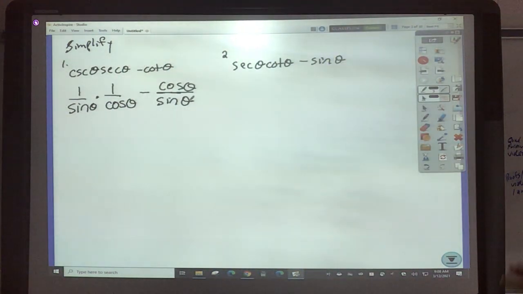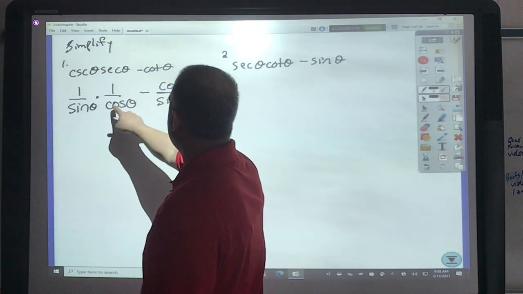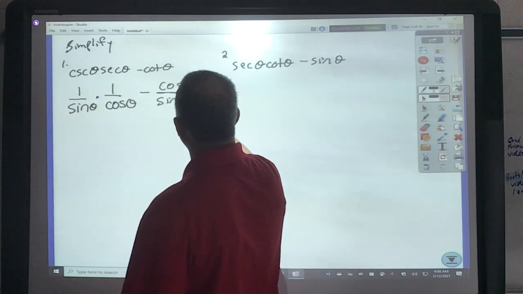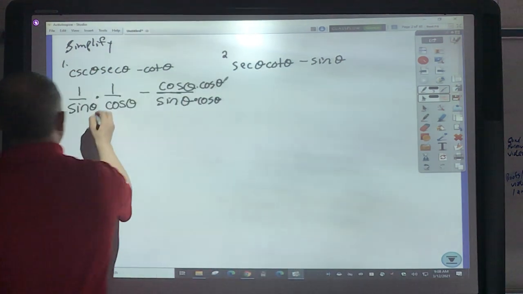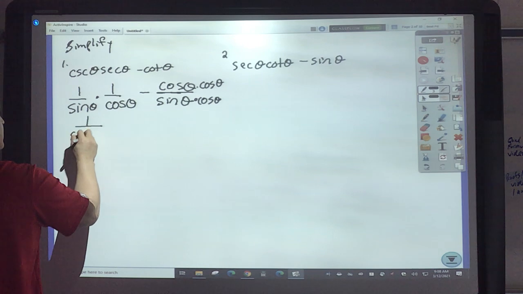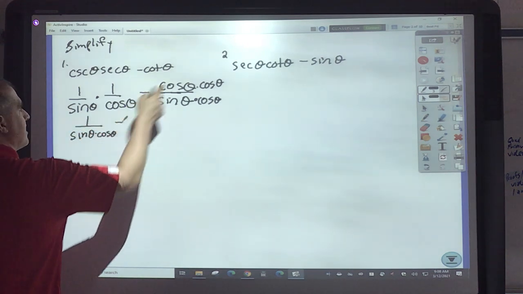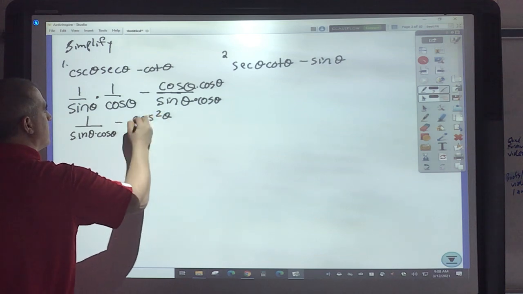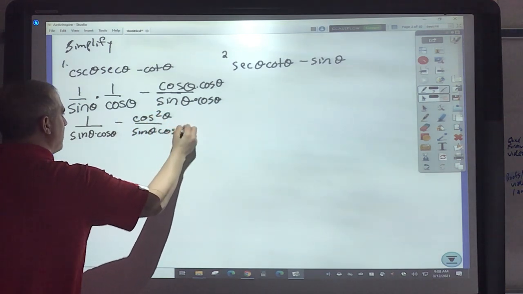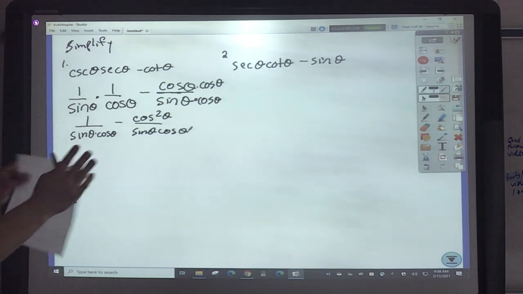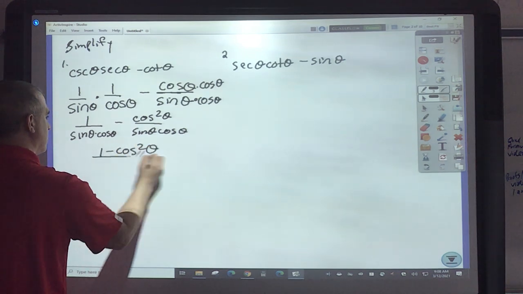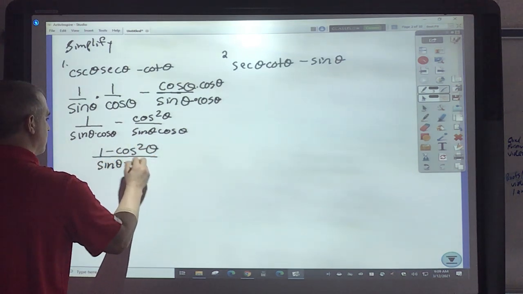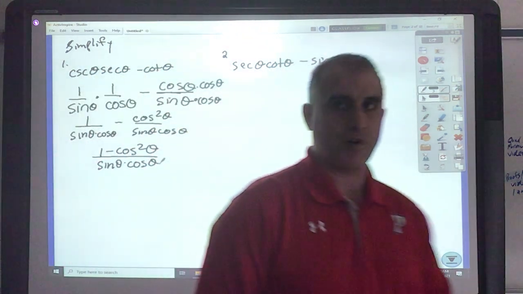Now, if I'm subtracting fractions, I would need a common denominator. So what is this side missing that this side has? Nothing, but this side's missing a cosine theta. So I would multiply by cosine theta on the top and the bottom. So what I got here is 1 over sine theta cosine theta minus cosine theta over sine theta and cosine theta. Now, once those are the same, I am now permitted to push together the top. Okay, I've got that so far.